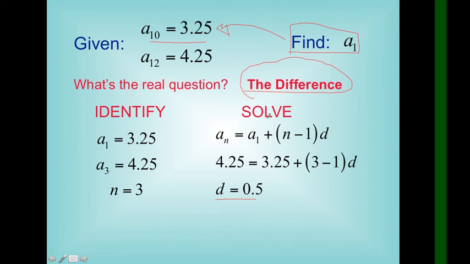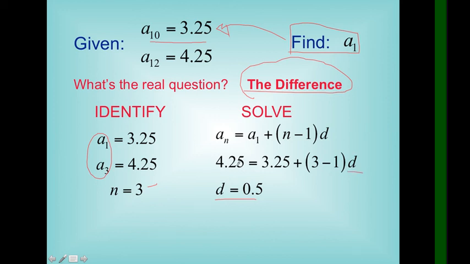Then the real question is to find the difference. So our n is equal to 3. Okay, so that's our n term. Why 3? Because we only have 3 terms. Right? We only have 3 terms. We have a sub 1, a sub 2, and a sub 3. There is a gap between them. Okay? So we're looking now for the difference.